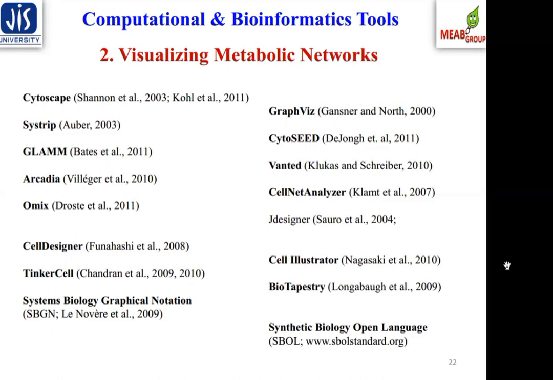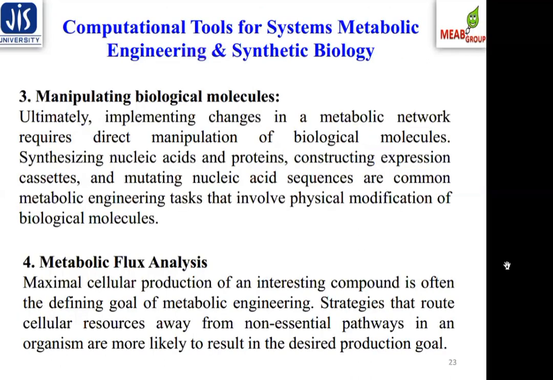Definitely, you have to validate it by carrying out the experimental setup and doing lots of molecular biology work that lies behind it. The third one is manipulating biological molecules. Ultimately, implementing alterations in the metabolic network requires the direct manipulation of the biological molecules, synthesizing nucleic acid and protein, constructing expression cassettes, and mutating nucleic acid sequences. These are very common metabolic engineering tasks that involve physical modifications of biological molecules.